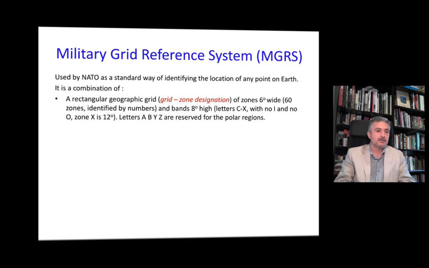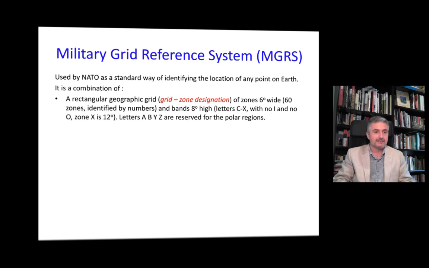It's a combination of several layers. First of all, there is a big rectangular grid. It's called the grid zone designation. It's big rectangles defined on our geographic space, on latitude and longitude. Each zone is 6 degrees wide to correspond with the UTM zones. So we have 60 zones identified by numbers. And bands. The bands are going from the equator to the poles.